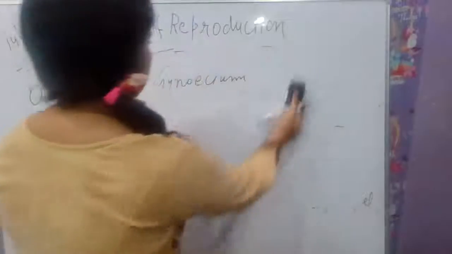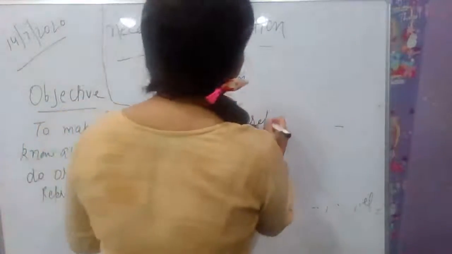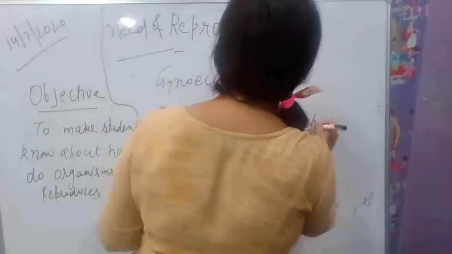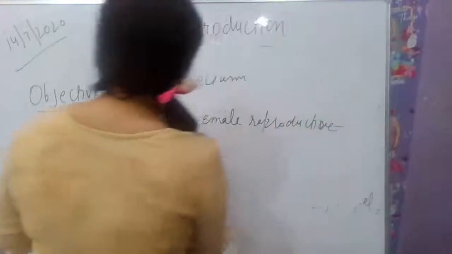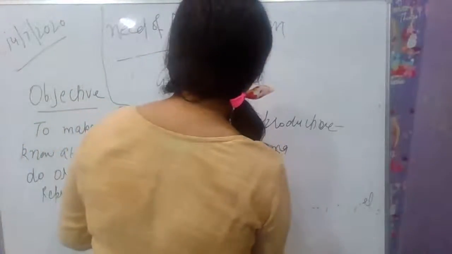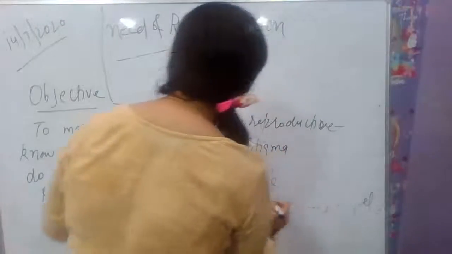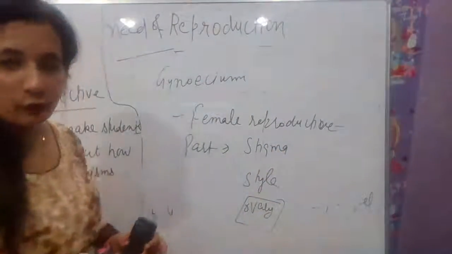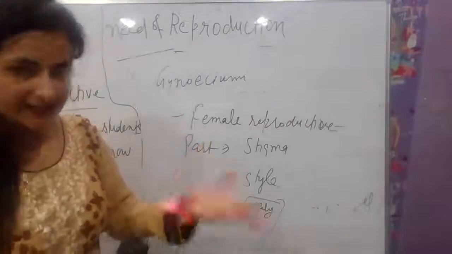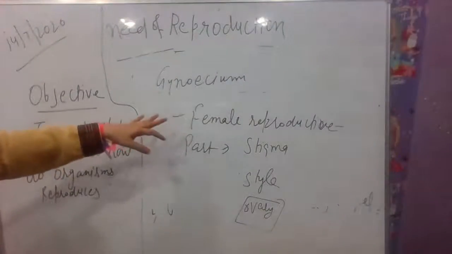So बेटा, gynoecium is a female reproductive part. It consists of stigma, style, ovary. Ovary contains ovule, which is called egg cell, which is a female gamete.